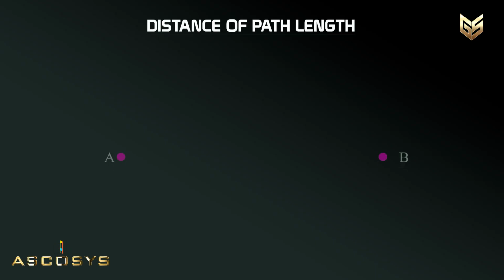The first thing we learn is distance or path length, and displacement. So let us understand what is distance or path length. Suppose a body wants to move from point A to point B.